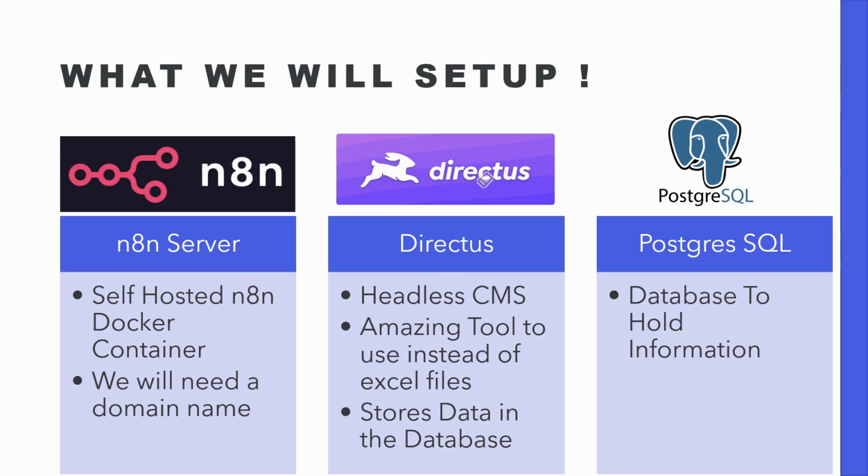Then we are going to set up a system called Directus. Directus is a headless CMS. It's an amazing tool which we can use instead of keying in data and saving data in Excel files or text files. We can use an interface with Directus, which in turn stores the data in the SQL DB, for which we are also going to set up the Postgres SQL platform. Directus gives us a very good interface for saving and accessing the data with built-in APIs.